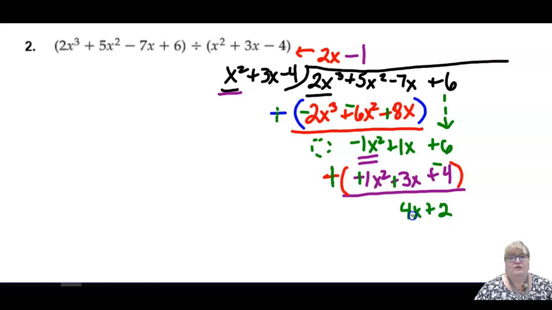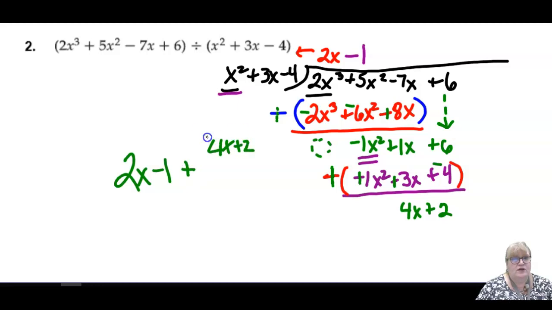Now, 4x would not multiply by anything to become, or x squared, I'm sorry, would not multiply by anything to become 4x other than 4 times 1 over x or something. So this is your remainder because it is a lesser degree than this one. So the answer is 2x minus 1 was our divisor, plus 4x plus 2 was our remainder, and we put that over the divisor, x squared plus 3x minus 4.